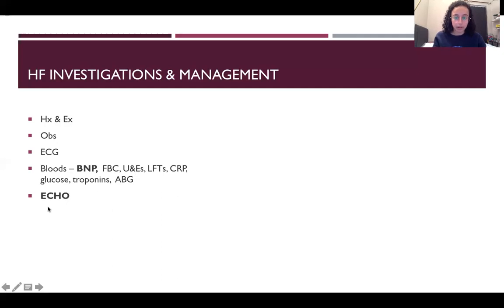Okay, and echo, that is diagnostic. So you really have to do an echo before you can say this person has heart failure. Also on a chest x-ray, you can get signs, so cardiomegaly, and you can see pulmonary edema on a chest x-ray. It's helpful, but it's not one of the first things you do.